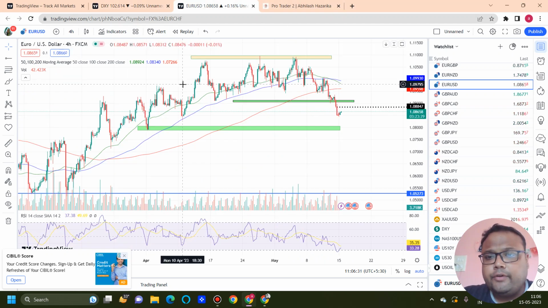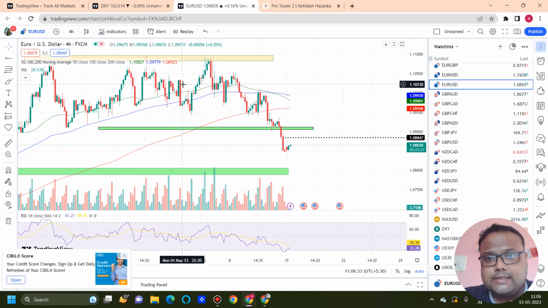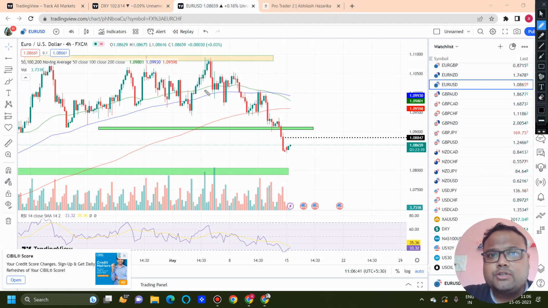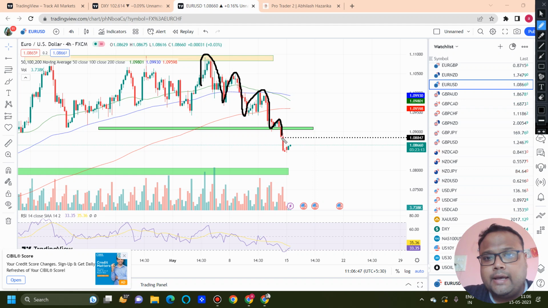And if we look at the chart of Euro USD, as we can see DXY is going down, as a result of which Euro USD is also trying to recover. But we know the market structure very well, that the market structure of Euro USD is not very positive, so this is just a retracement. And in this type of market situation, taking a sell position is always a safer option.